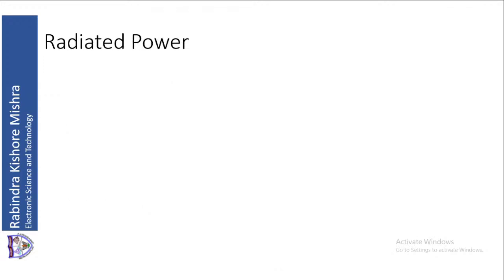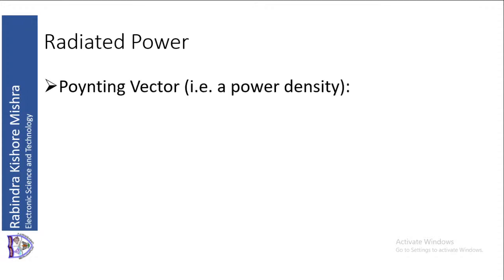Then let us come to the radiated power, the power radiated from the antenna. So you know what the Poynting vector is. The moment we say power, it is electromagnetic power or energy. Electromagnetic power is related to the Poynting vector, because the Poynting vector gives the power density, and it is defined as S is equal to 1 by 2 E cross H star, in watts per square meter.